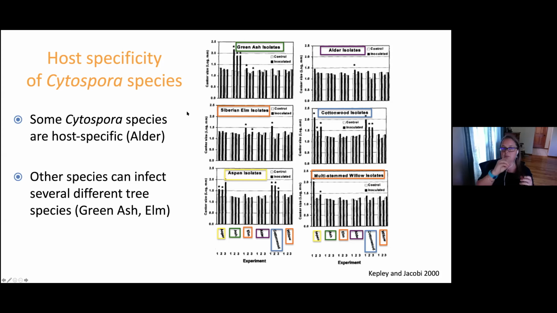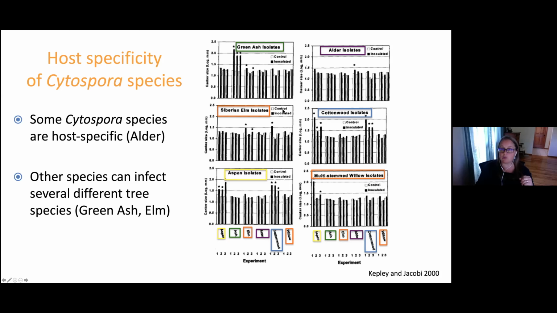So here we have green ash, and then inoculated those onto aspen, ash, which is green, elm, which is orange, alder, which is purple, cottonwood, and willow, and basically asked the question, do we get lesions larger than we might get from just the control, which would be the inoculation point without any fungus. And basically what he found is that some species like alder, and alder's up here in the purple, alder really only infected other alder species, as denoted by the star here. So alder really only infected alder.